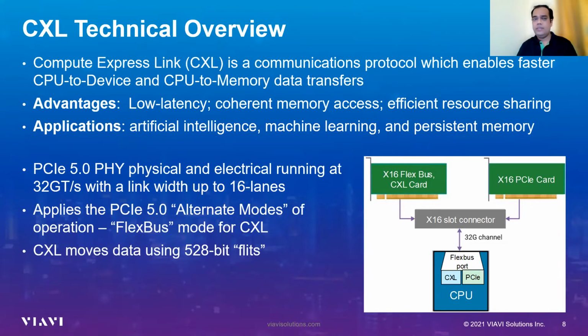Compute Express Link is a communication protocol that's intended to enable much faster communication between CPU, devices and memory. Its advantages are remote memory access and efficient resource sharing. These features are all targeting the applications of artificial intelligence and machine learning. And what's closely associated with that is persistent memory as well. So it is a specific set of applications that excel and provide the most benefits.